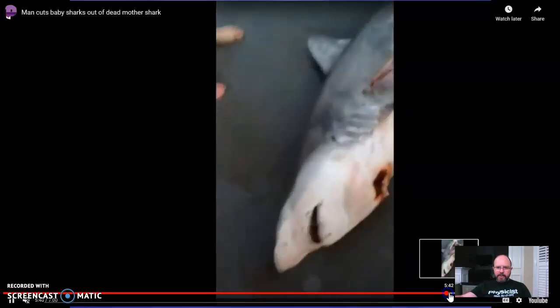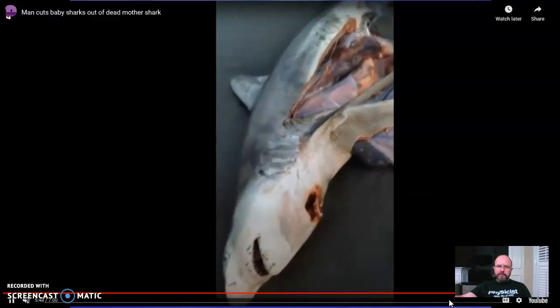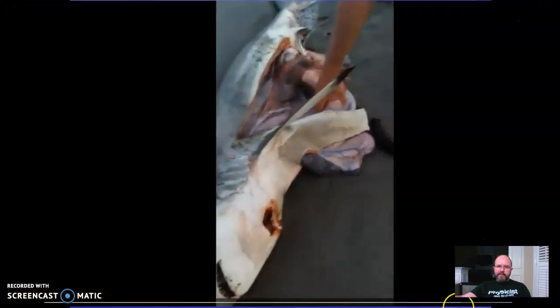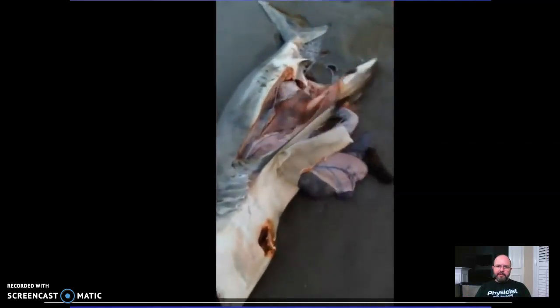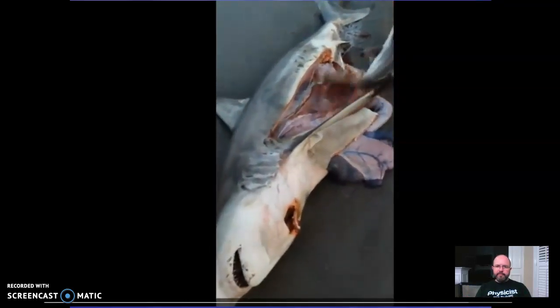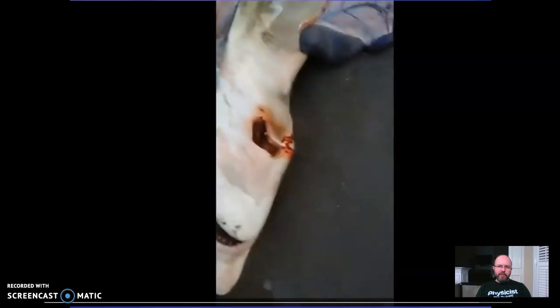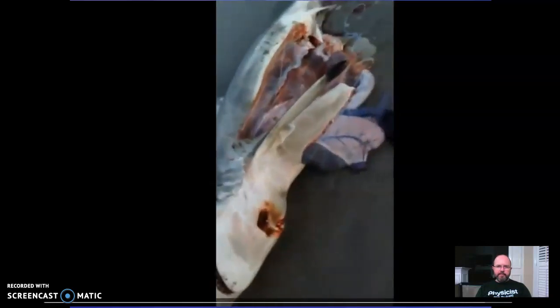Going back to the mom. Looking to see if there's anything else alive in there. And it looks like there is at least one more. Now, if he had not done this, if he had just left the shark on the beach, which is probably what most people would do, those baby sharks probably would not have survived. They would have died inside the mom.